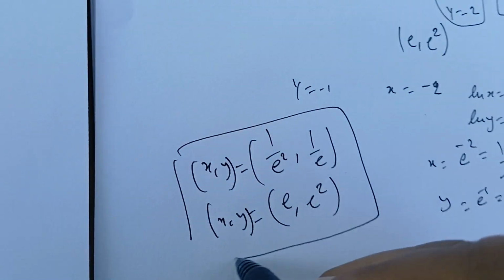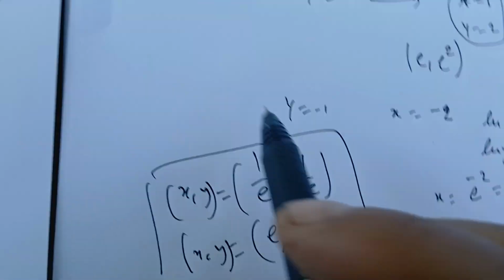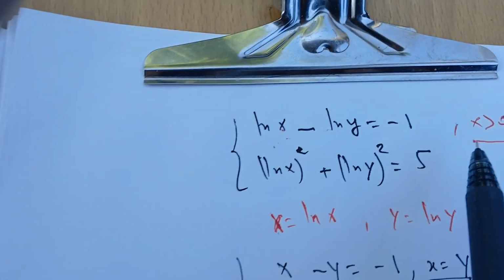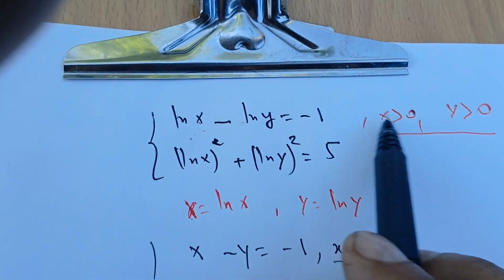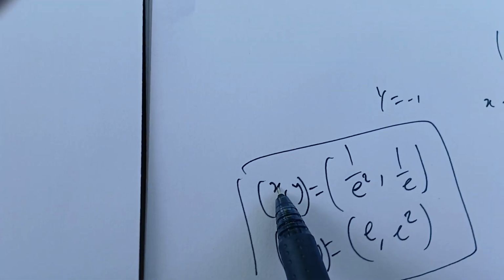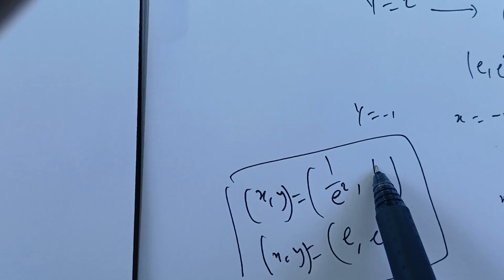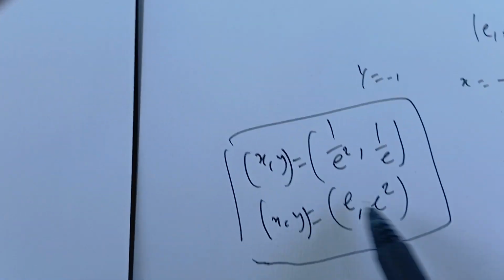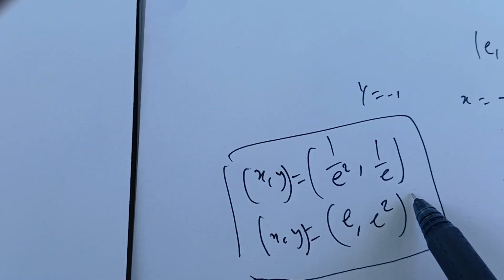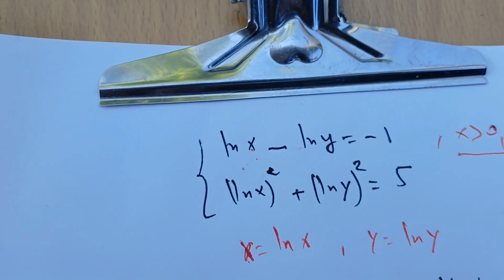And one final thing I need to do, I'm assuming that this condition here, x and y have to be positive. So x is positive, y is positive. That means these are my only two solutions for this system.